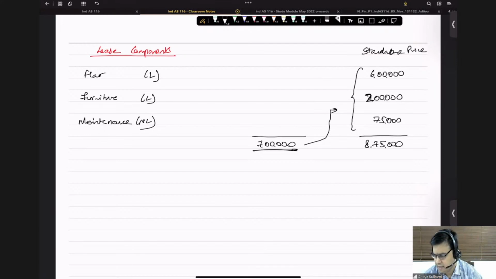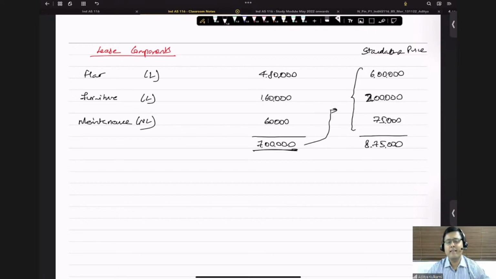Okay, I have split it: 7 lakhs divided by 8,75,000 into 6 lakhs. So this comes to 4,80,000. This comes to, I think, 1,60,000. And the last component will be 60,000.